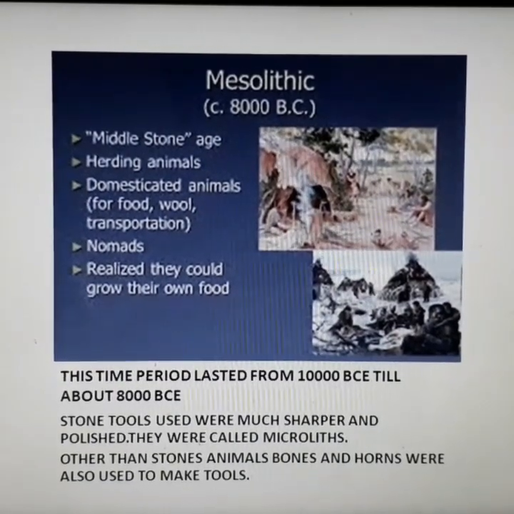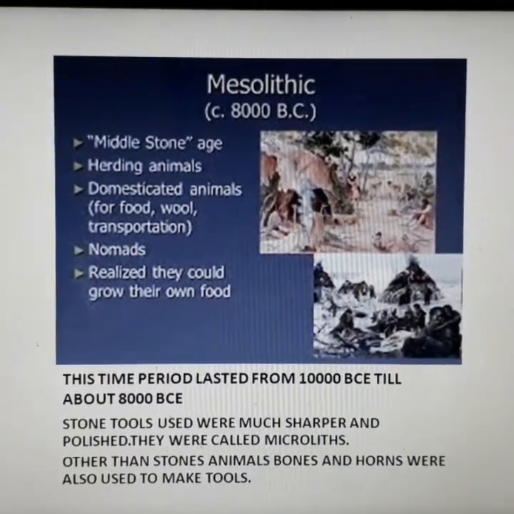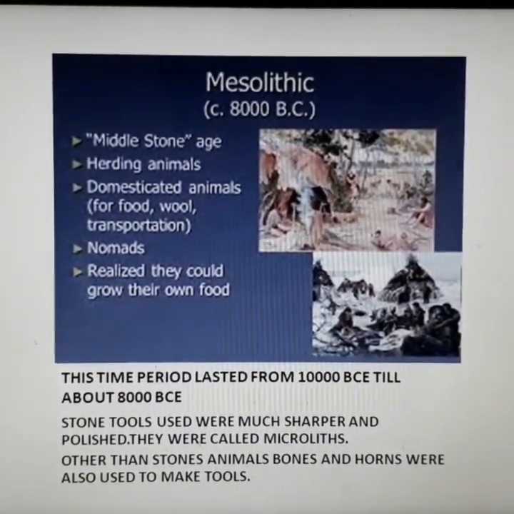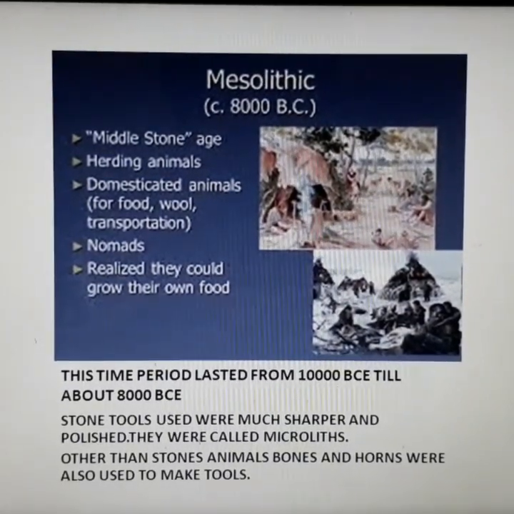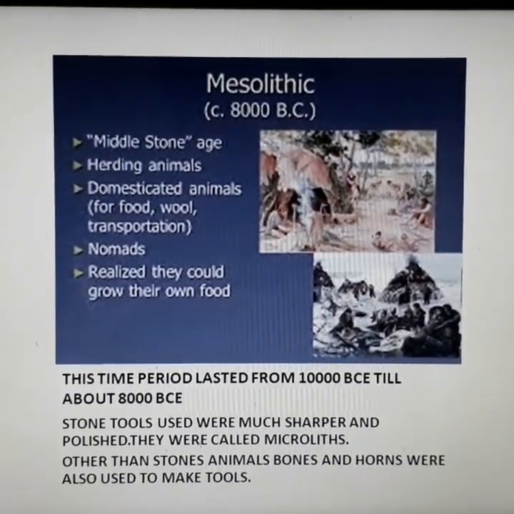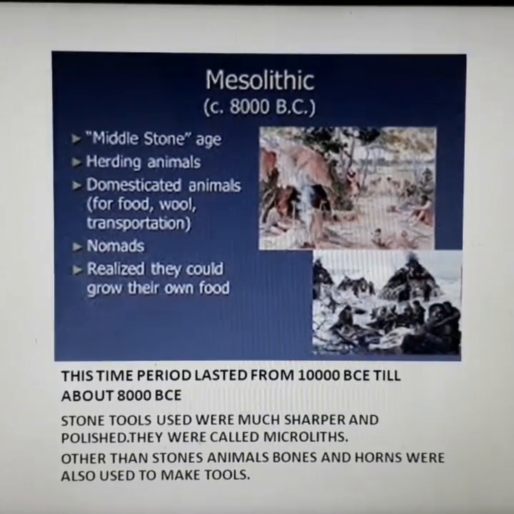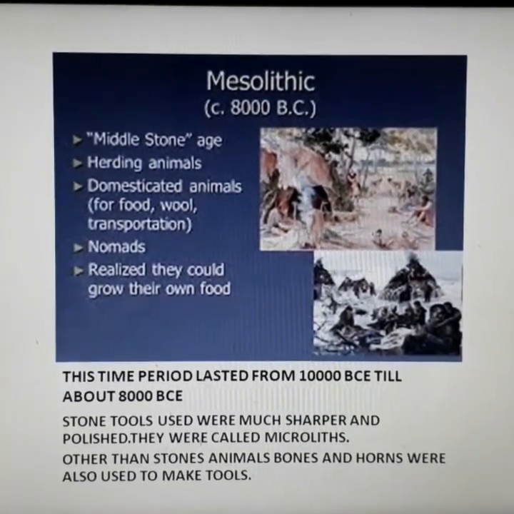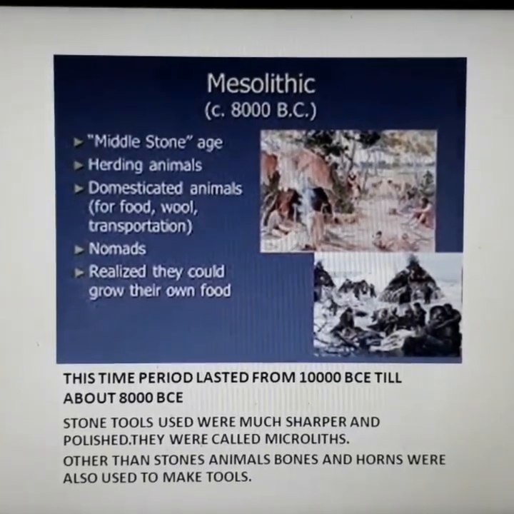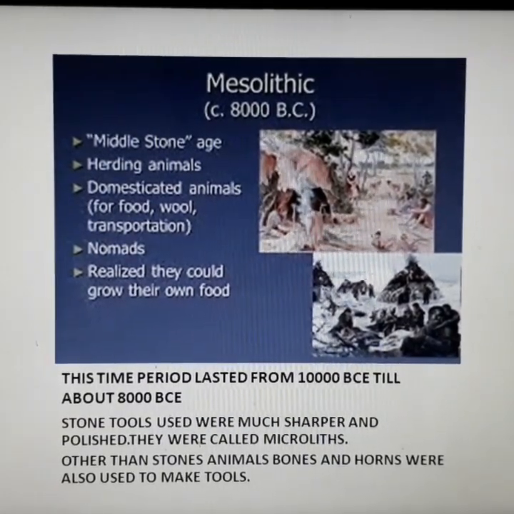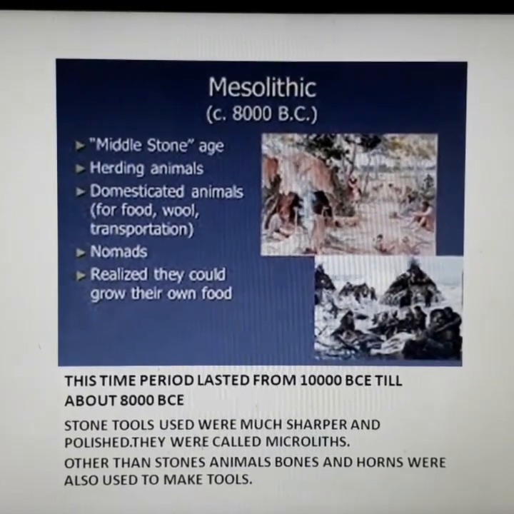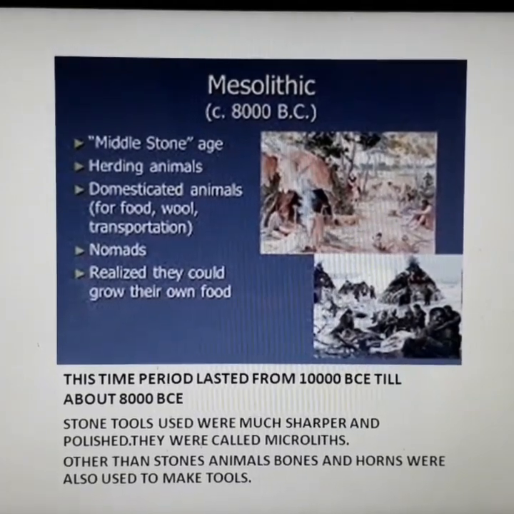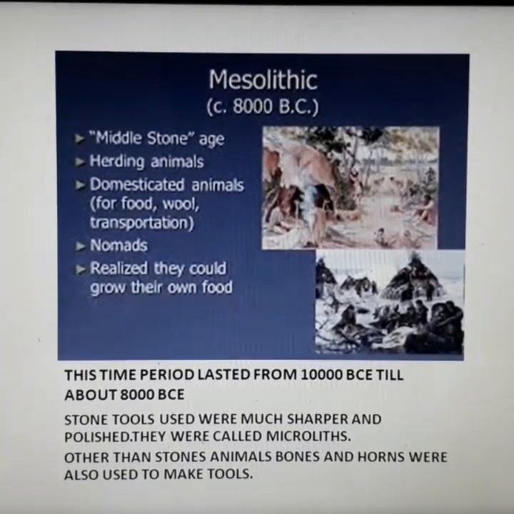Here they started living a much better life than in the Paleolithic Age. They started domesticating animals. They were still nomads, but they started domesticating animals. They realized the importance of cooking food. Rather than eating raw animal meat, they started having semi-cooked food.